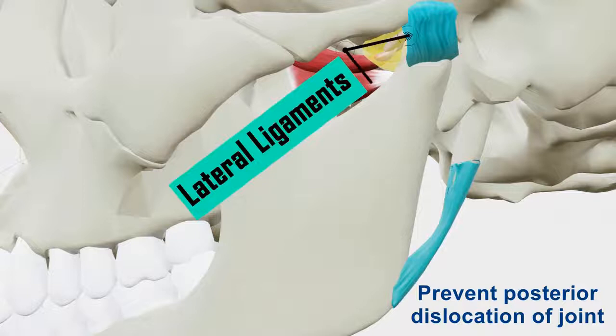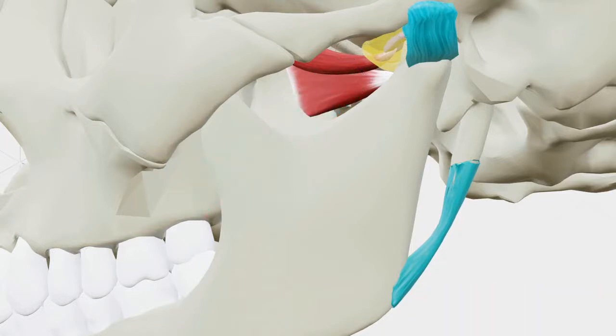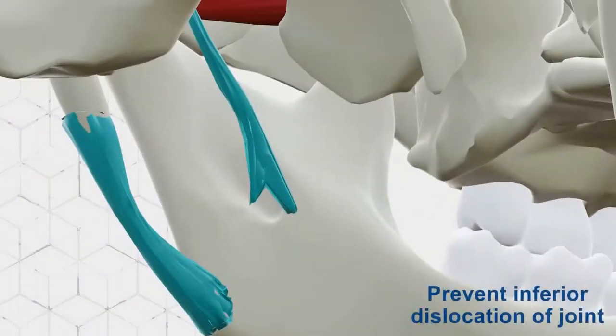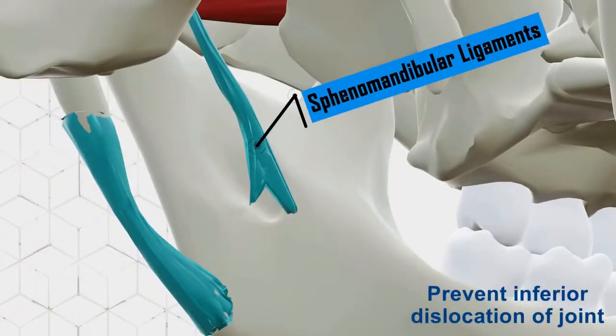Mandibular neck. It is a thickening of the joint capsule, and acts to prevent posterior dislocation of the joint. Sphenomandibular ligament originates from the sphenoid spine, and attaches to the mandible. It limits distension of the mandible in an inferior direction.